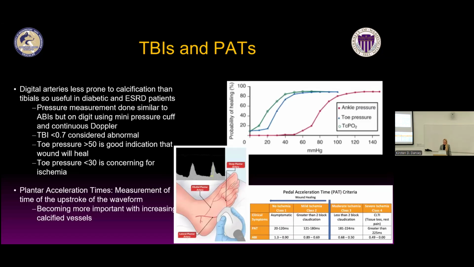So when you can't use an ABI, we'll use TBIs and PATs. The digital arteries are often less prone to calcification than the tibials, especially in patients with diabetes and end-stage renal disease. So a pressure measurement is done on the toe, and a TBI of less than 0.7 is considered abnormal. When we look at a toe pressure of 50, it's a good indication that the wound is going to heal, versus less than 30, which is concerning for severe ischemia. And for pedal acceleration time, we measure the upstroke of the waveform, and it's becoming increasingly used and studied in our field.